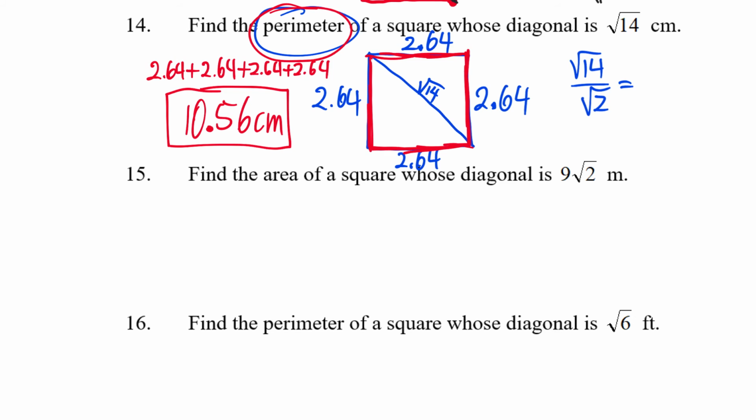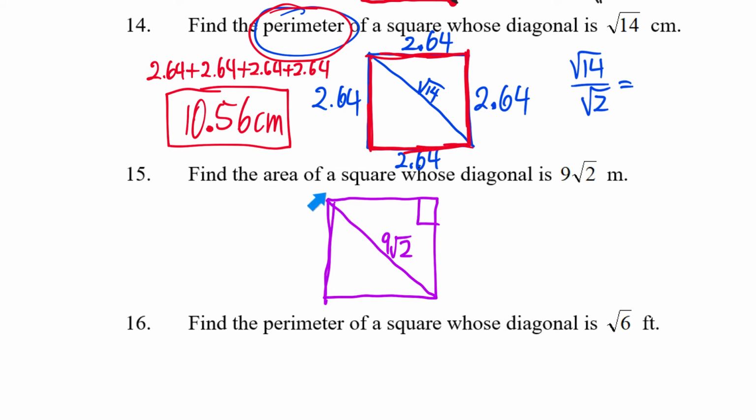Okay, next one says find the area of a square whose diagonal is 9 square root of 2. Okay, so I'm just going to go back to this again. The diagonal is 9 square root of 2. So how am I going to find the length of this side again? Divide by the square root of 2. So 9 square root of 2 divided by the square root of 2 is what? Is 9. So again, this is a square. All the sides are 9.